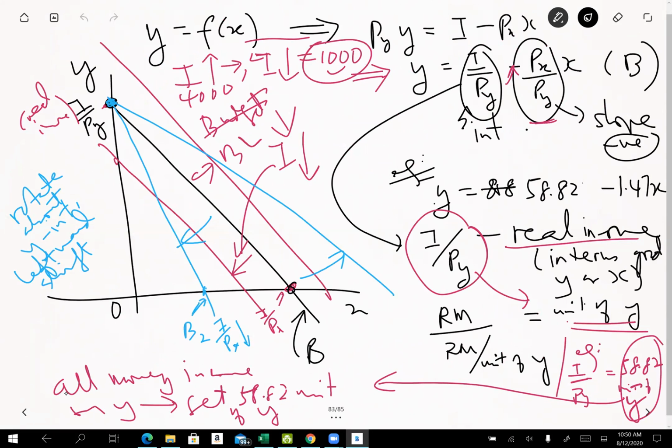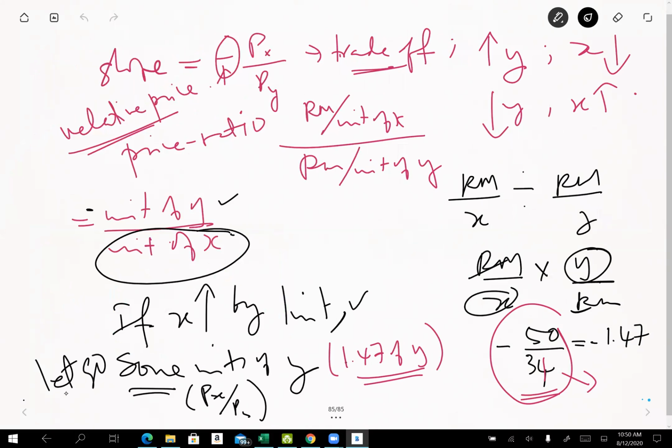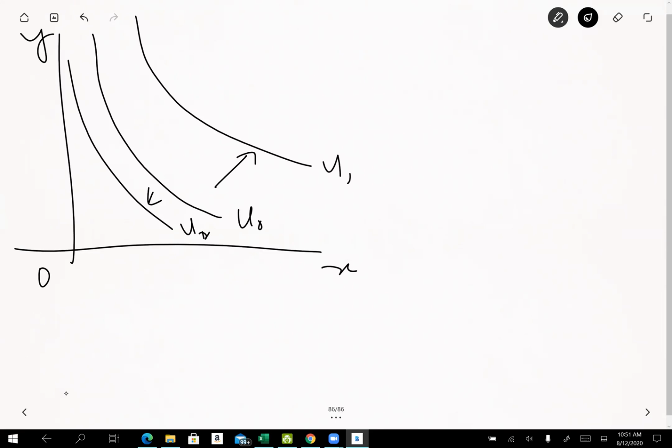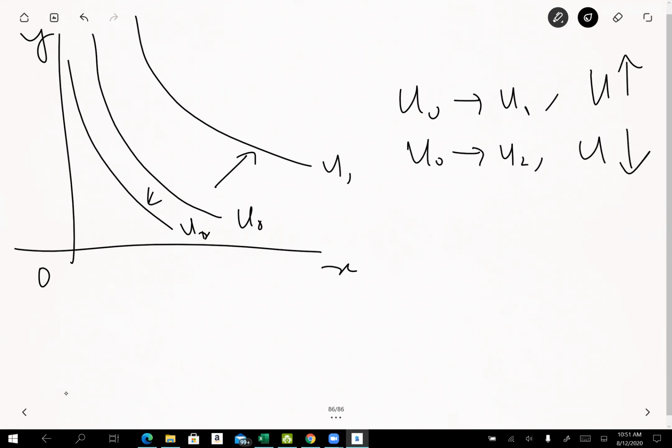If I draw it here, that budget diagram is already too crowded. So the indifference curve, we normally draw it like this. This is X, Y, 0, and the indifference curve looks like that. That is U0. If our utility increases, the utility will go up, to U1. If utility decreases, it will go down to U2. So U0 to U1, utility increases. U0 to U2, that means utility decreases. This is the standard. Of course, in some special cases, you may have a utility function that is just a straight line, but we will look at the regular kind of utility function.